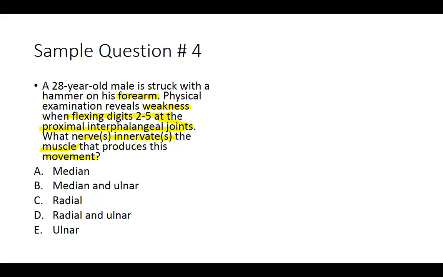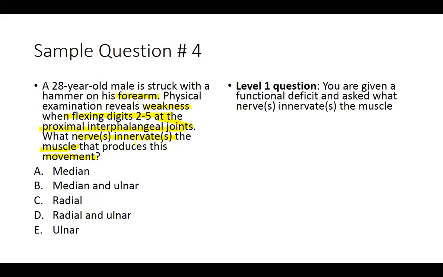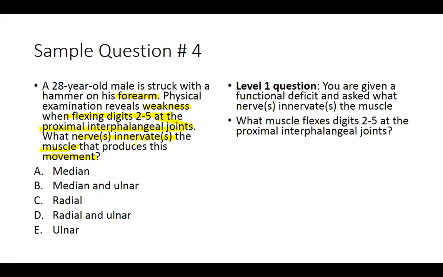And then once you figure out the muscle, you have to figure out what nerve innervates it, okay? So we're given a functional deficit and asked what nerve innervates the muscle. So what muscle flexes those digits 2 through 5 at the proximal interphalangeal joints? And that's your flexor digitorum superficialis.